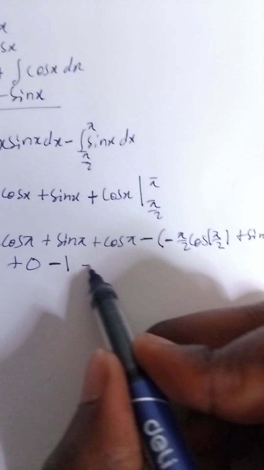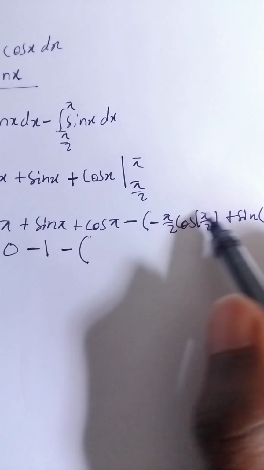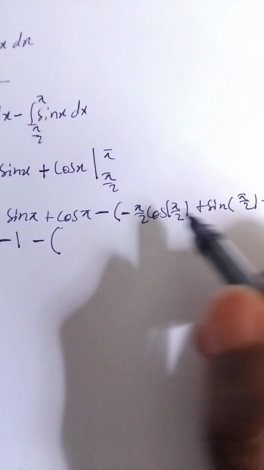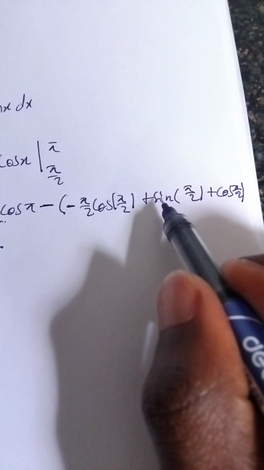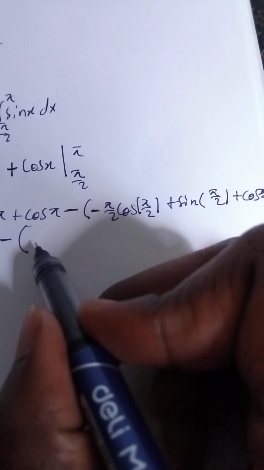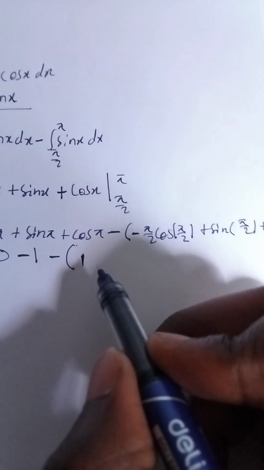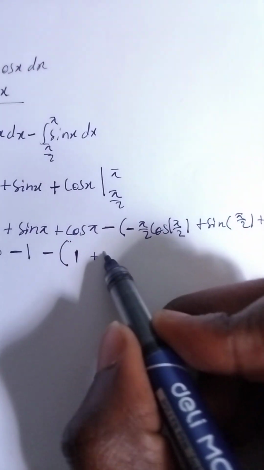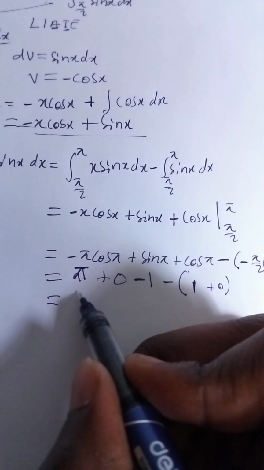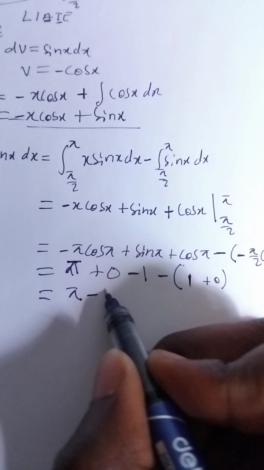Then here, minus of cos of pi over 2. Cos of pi over 2 is 0. So this whole thing will go away. Then sine of pi over 2 is 1. So we get 1 there. Then cos of pi over 2 is 0. So it's 0. You can just say plus 0 or leave it out. Doesn't really matter. So we have pi minus 1.